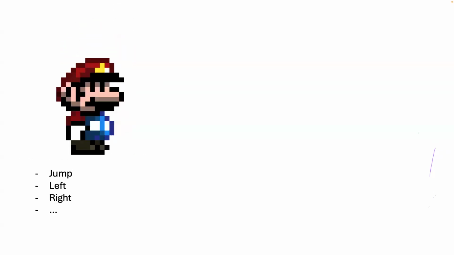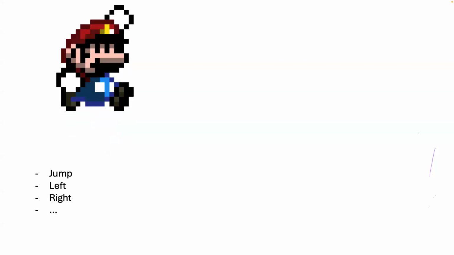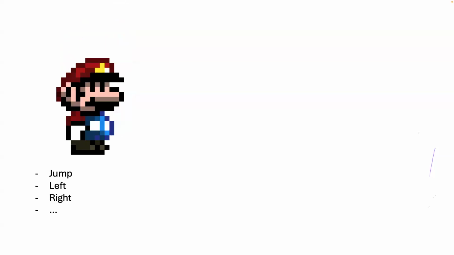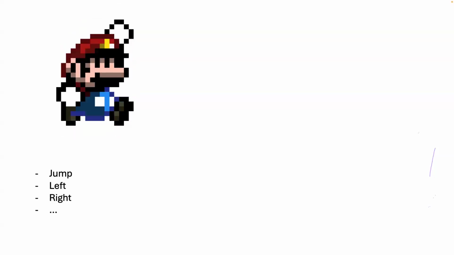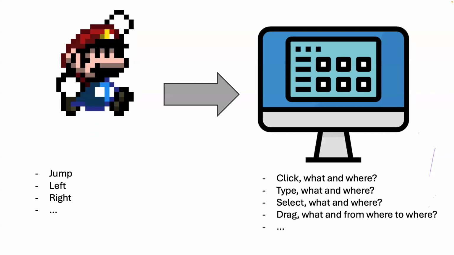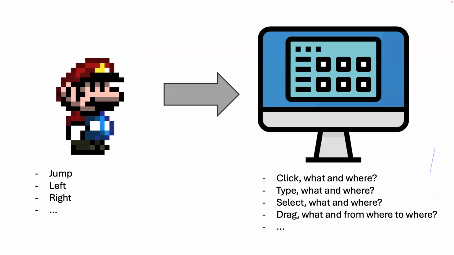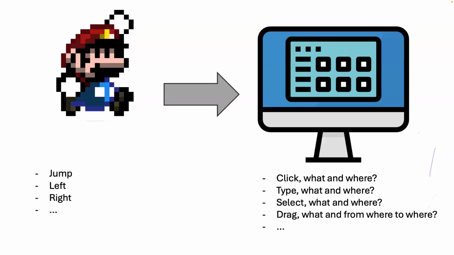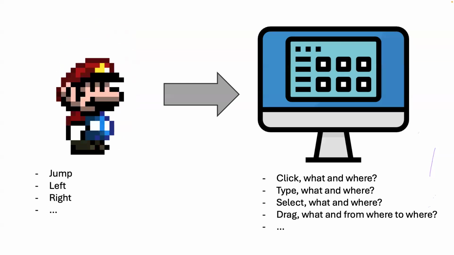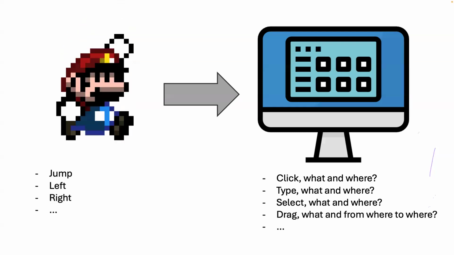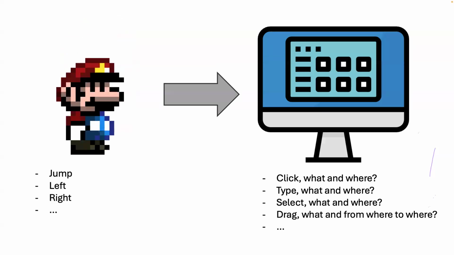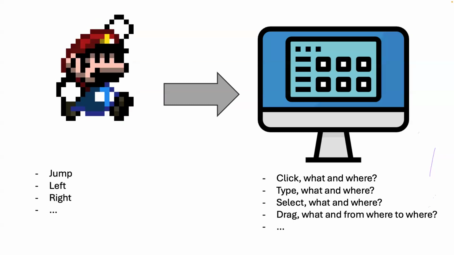And the action space we explored in the Mario game is also simple, like jump, left, right, jump with left, jump with right, etc. In GUI navigation, we have click, type, select, drag, and for each one of them, there are so many more options on the screen in terms of what and where you should be clicking, right? So that requires next level understanding or grounding capabilities than what has been seen in the Mario video.